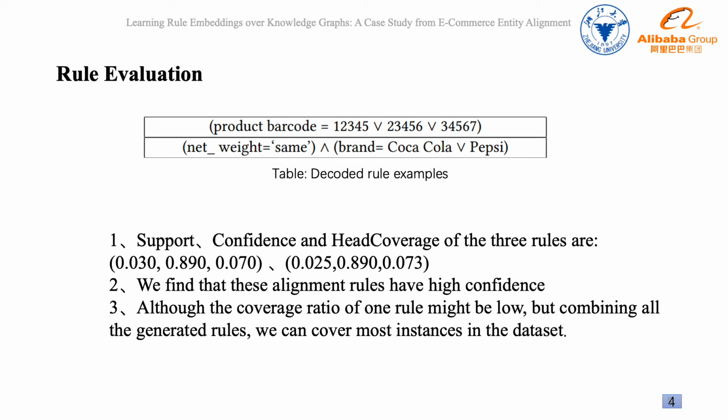And we also evaluate the quality of rules with support, confidence, and head coverage metrics. And we find that these alignment rules have high confidence. Although the coverage ratio of one rule might be low, by combining all the generated rules, we can cover most instances in the dataset. Thus, we could conclude that RuleE is capable of doing item alignment tasks, and the idea of learning rule embeddings works.